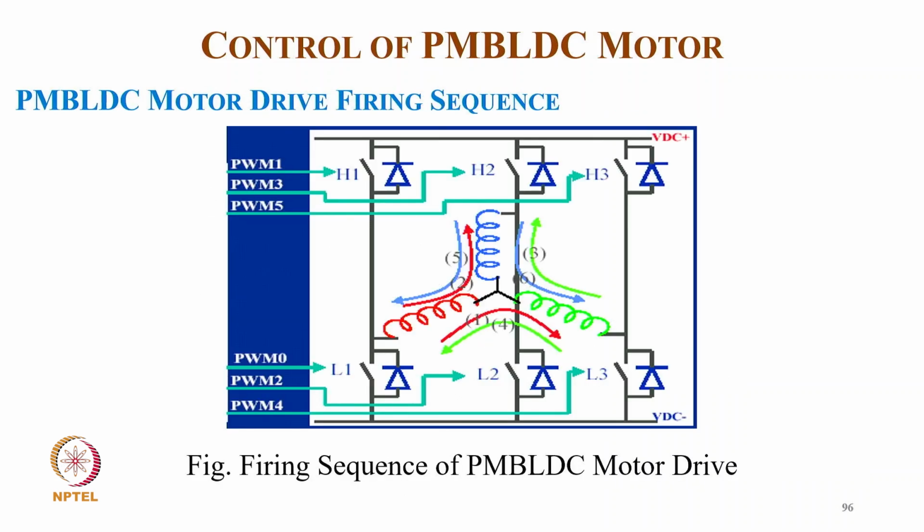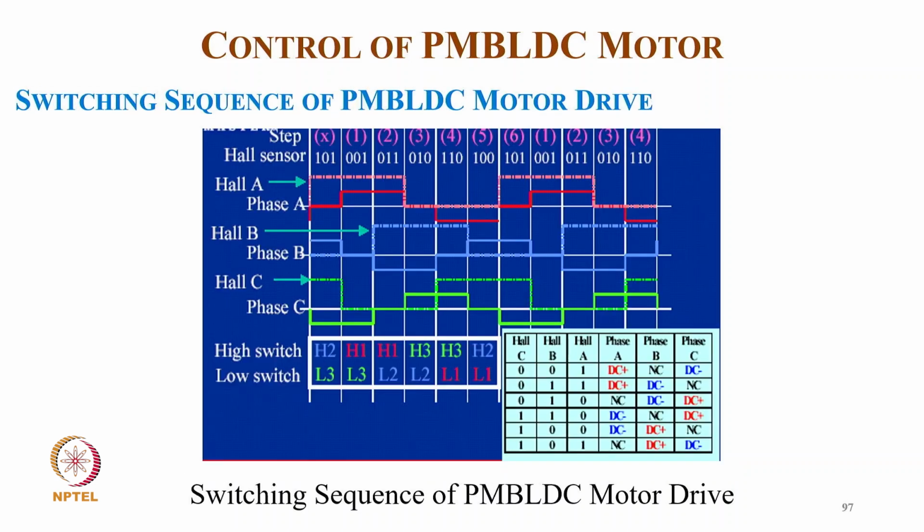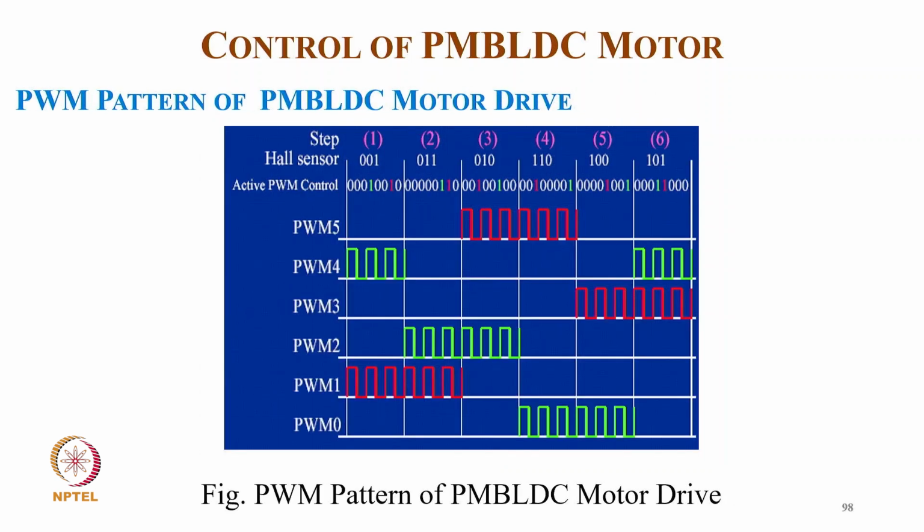And this is the typical firing or gating sequence of the permanent magnet brushless inverter for the permanent magnet brushless motor drive. From the Hall sensors we derive the PWM signal for all 6 switches. And this is the typical switching sequence in a BLDC motor, typically in PWM mode. How we generate, from the Hall signal, the gating signal for all the phases.